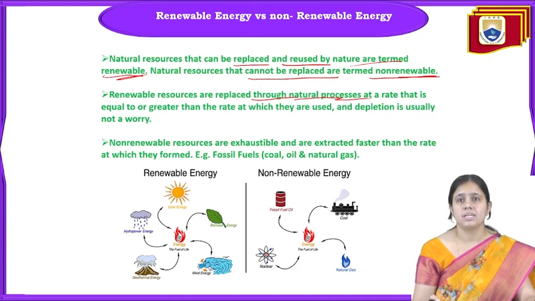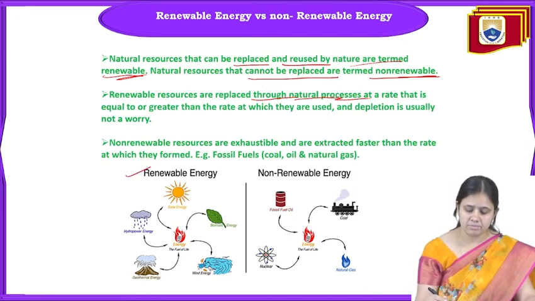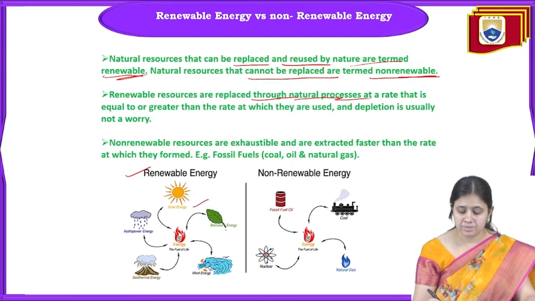An example is fossil fuel, like coal, oil and natural gas. We can see examples of renewable energy resources: solar energy, biomass energy, wind energy, geothermal energy, and hydropower energy. We can use all these energy sources for the generation of electricity and fuel for life.